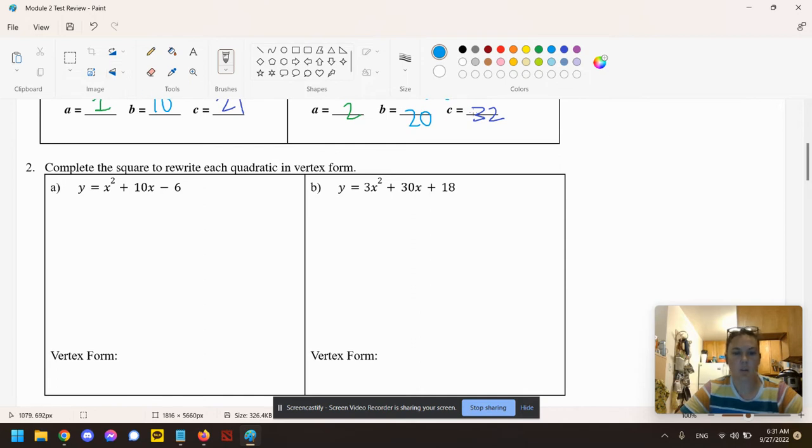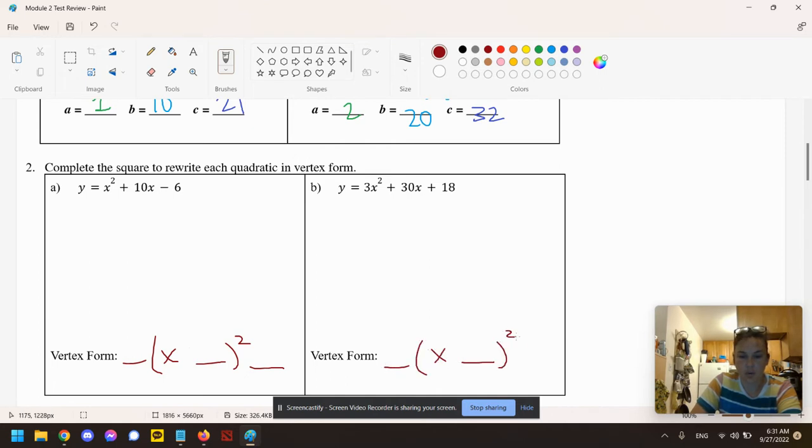Complete the square to rewrite each quadratic in vertex form. This is when we're trying to get perfect squares, right? Complete the square is when we're trying to get perfect square trinomials. So this is when I say, all right, vertex form looks like this. I'm actually going to erase this because I don't know if it's going to be a plus or a minus yet because I haven't looked at the question. So whenever I see I want vertex form, I'm always going to write in this pattern. And now I'm actually going to do it.